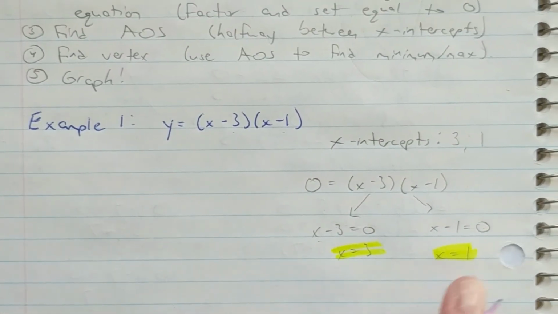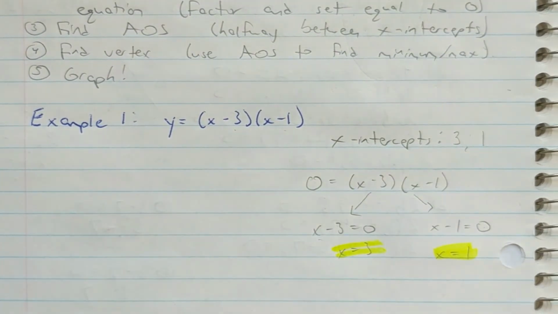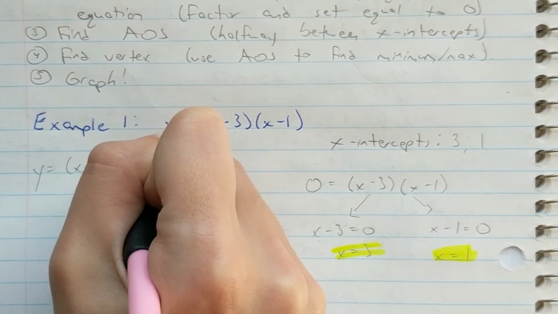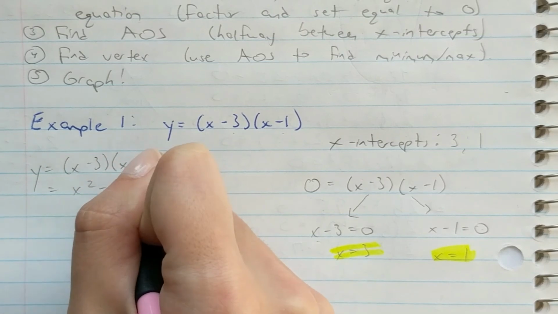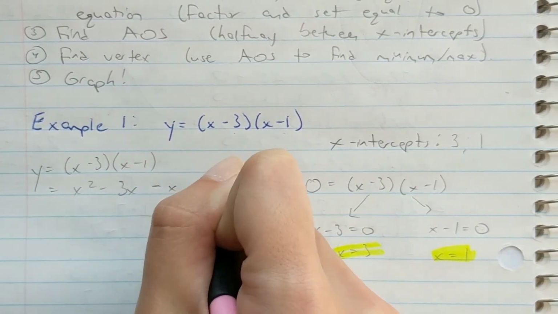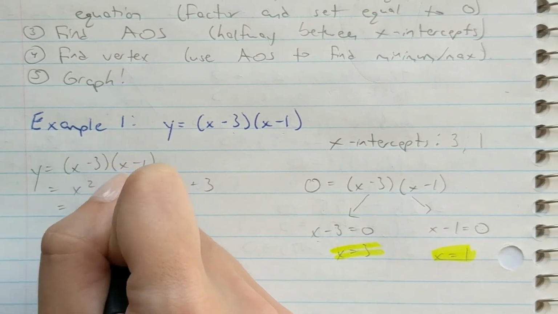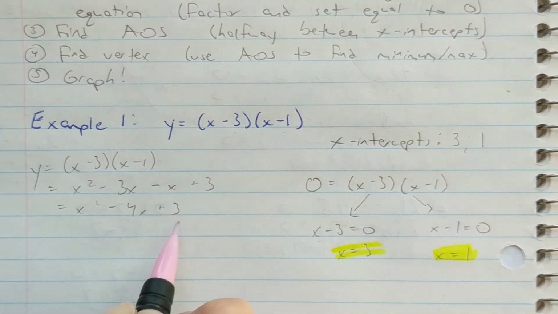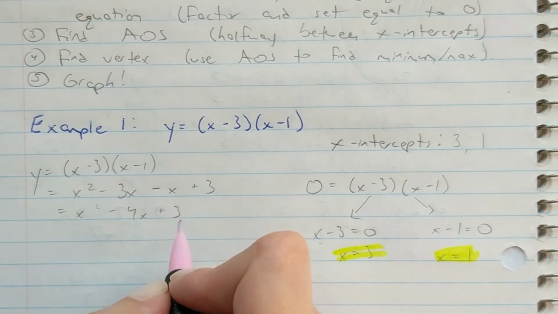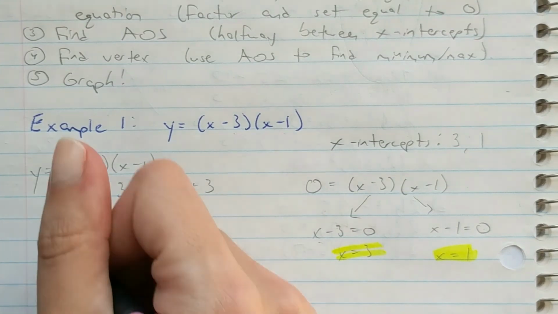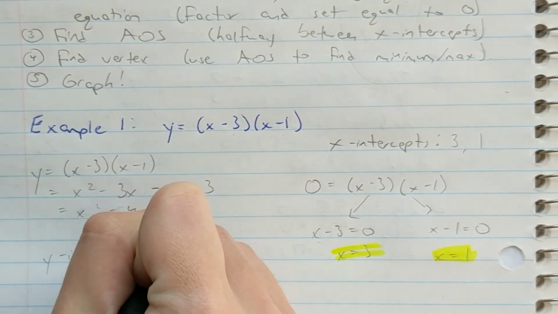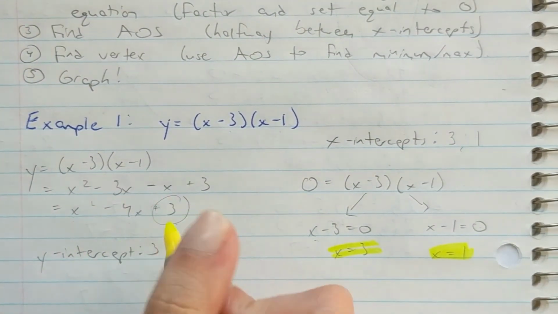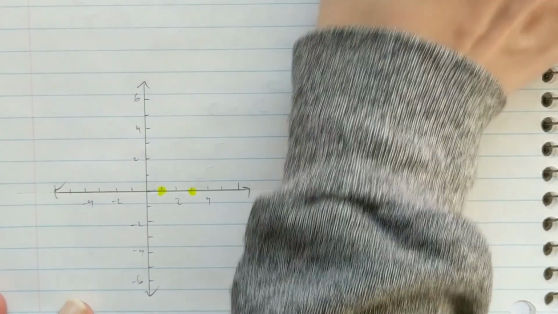Let's find our y-intercept now. Remember, the y-intercept is easily pulled from standard form, so let's go ahead and expand this. Our standard form is x squared minus 4x plus 3. So our y-intercept is going to be located at 3. I'm going to go ahead and plot that as well on my grid.